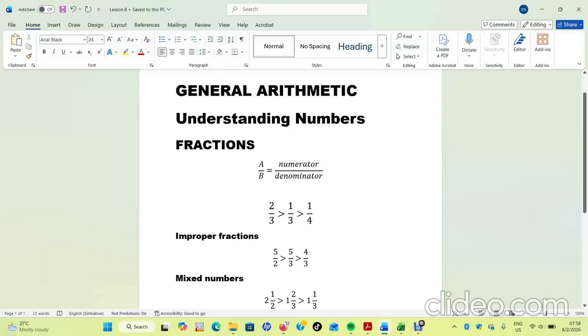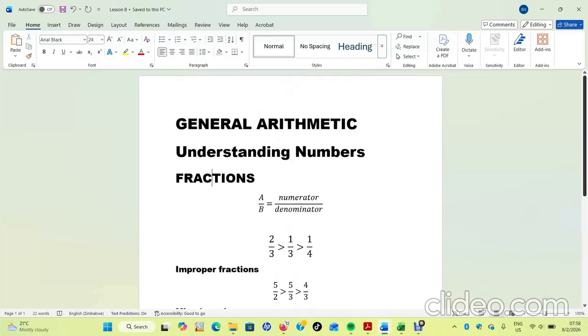Good day all. We are continuing with the general arithmetic, understanding numbers. Today we are looking at fractions. You will notice that fractions are expressed as a number that is divided by another number. Take for example 2 over 3, or 2 divided by 3. The top part of the fraction is the numerator, the bottom part is the denominator.